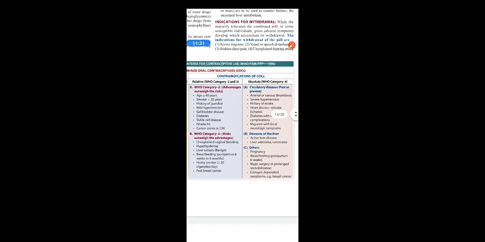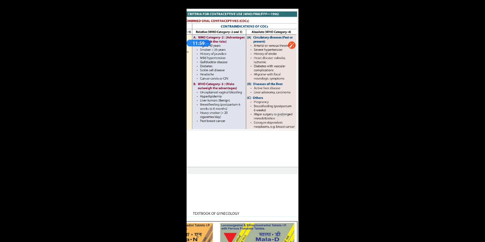Whereas other is relative. WHO category 2 and 3. WHO category 2 includes the advantages outweighs the risk. Means there are risks also, but advantages is more than, like age is more than or equal to 40 years, smokers less than 35 years, history of jaundice, mild hypertension, gallbladder diseases, diabetes, sickle cell disease, headache, cancer cervix, and CIM.